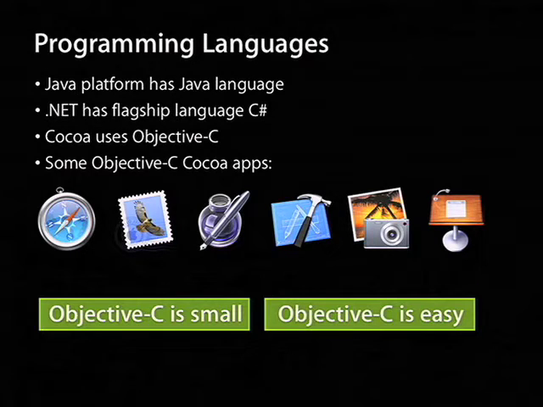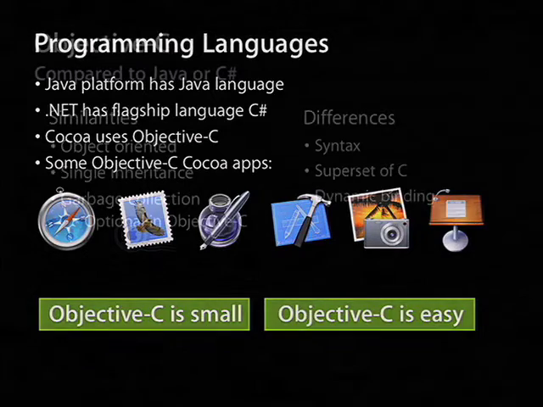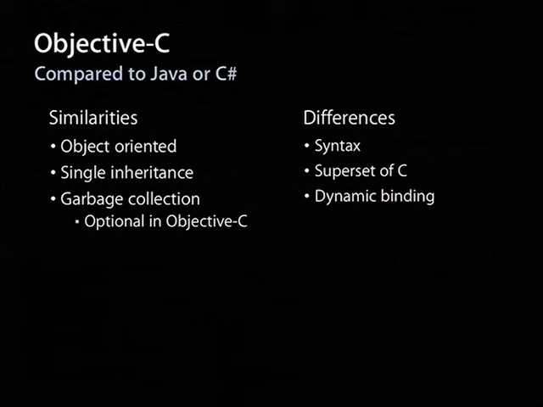And if you're a little intimidated by Objective-C, don't be. Objective-C is a small programming language, and it's an easy language to learn. So how does it compare to a language like Java or C#? Well, the good news is it's very similar in a lot of ways, right? These are all object-oriented languages. They all have a single inheritance hierarchy, and they all support garbage collection, although in Objective-C, it's optional. But there are some important differences, too.